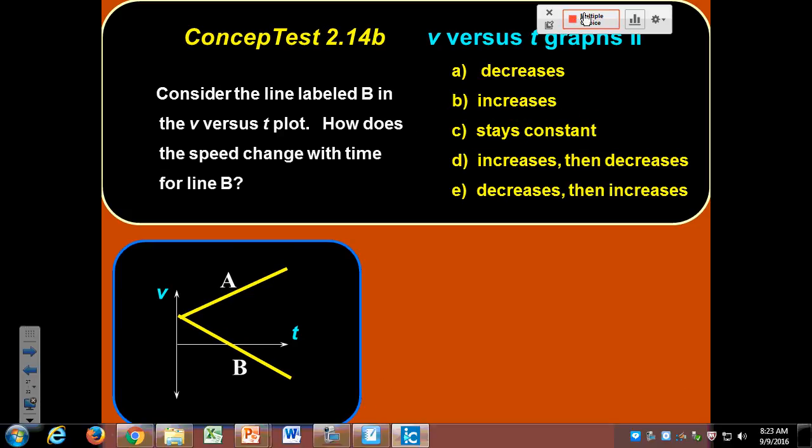How does the speed change for line B? Not worrying about the top line, the bottom line now. What happens to the speed with time?